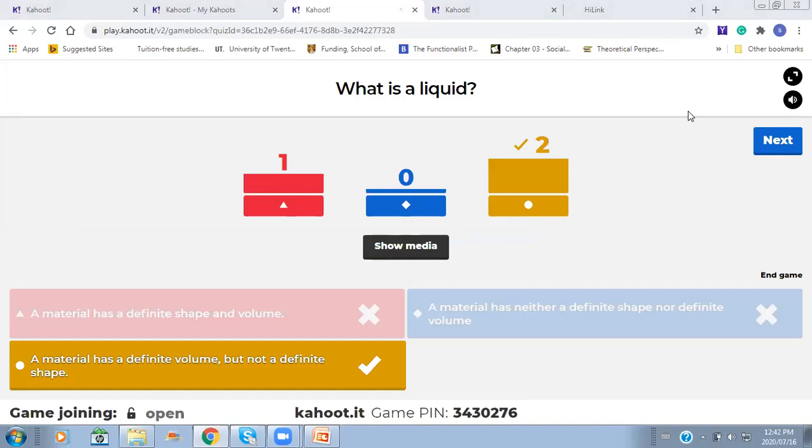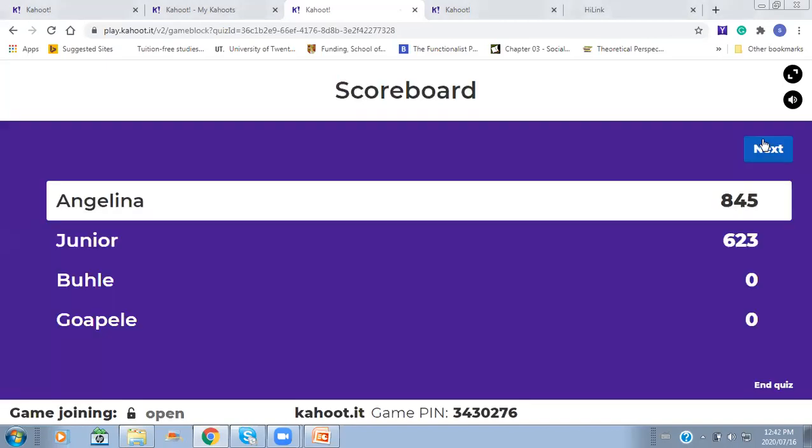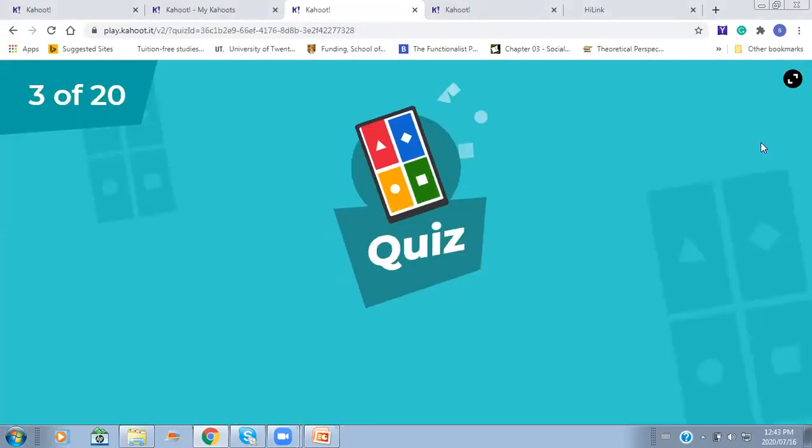Okay. Has a definite volume but no definite shape. Let's see. Yes, Butler. So you see on the front, I'm not getting anything right. Look at me. I have zoom. Who am I talking to? Papi. Oh, I'm sorry. Look down. The pin is there. Can you see the screen? Yes, I'm saying that I'm not getting anything. I have zero. Yeah, don't worry. You will get the next question. Don't be too depressed.